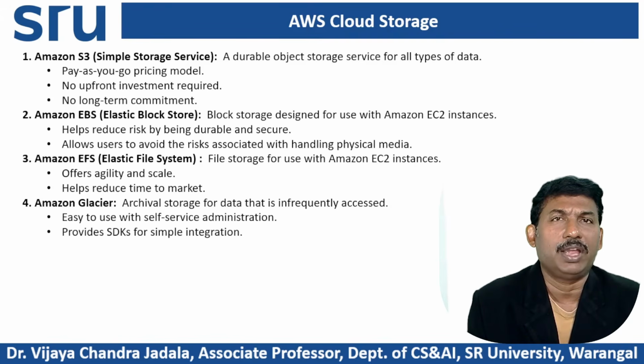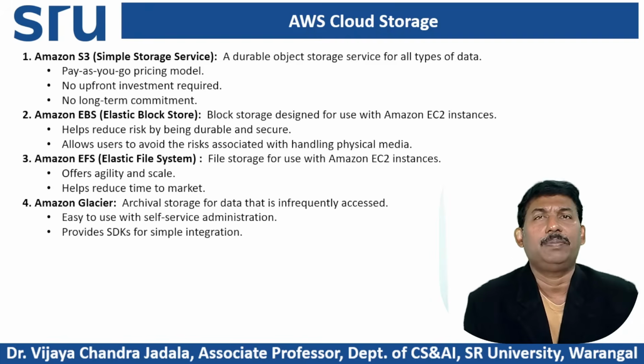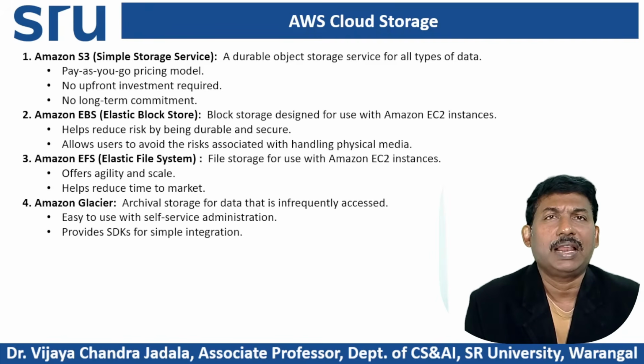Then comes Amazon EBS, Elastic Block Store, block storage designed for use with Amazon EC2 instances, which helps you reduce risk by being durable and secure. It allows users to avoid the risk associated with handling physical media. Then comes Amazon EFS, Elastic File System, for use with Amazon EC2 instances, which comes under agility and scale. It helps to reduce time to market.